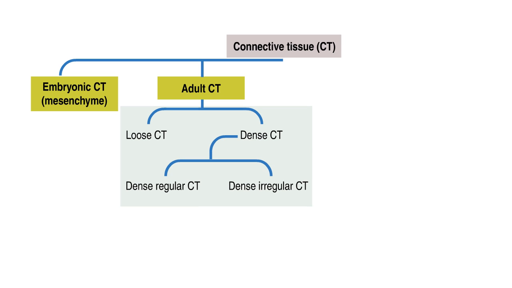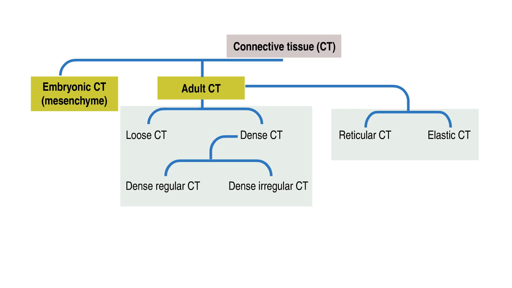Depending on the type of fiber, the adult connective tissue that contains reticular fibers, equivalent to type 3 collagen, is named reticular connective tissue. This type of connective tissue is observed in the stroma of lymph nodes and the spleen. The elastic connective tissue, rich in elastic fibers, forms the layers or lamella of the wall of the aorta.